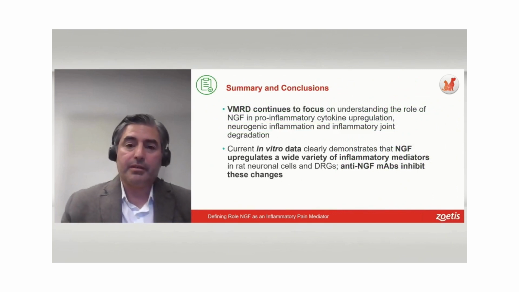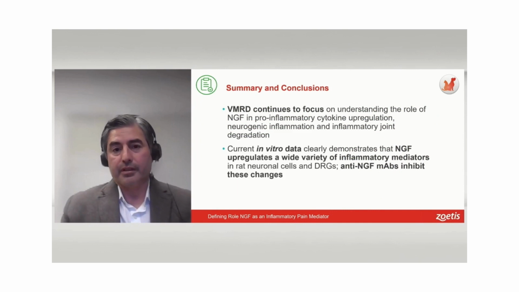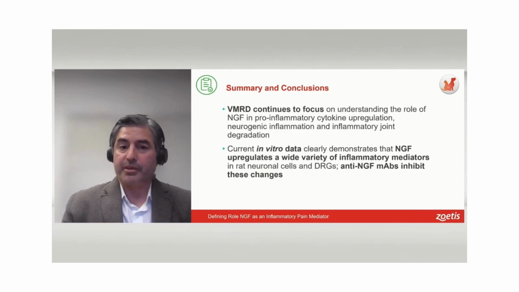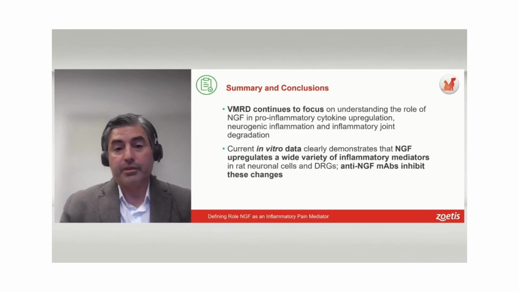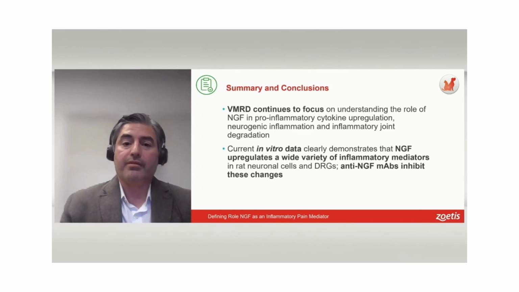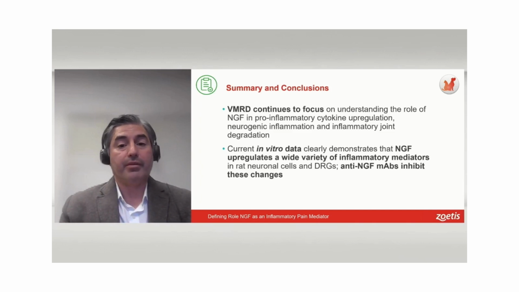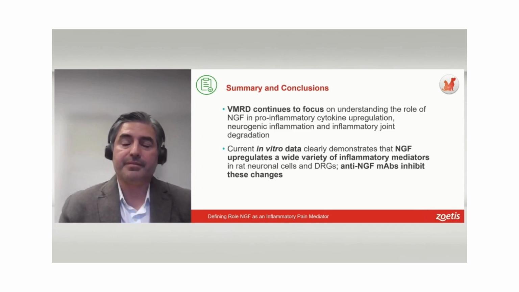So in conclusion, hopefully you'll have seen that we are really focused on building an understanding of the role of NGF in various inflammatory pathways, whether that be pro-inflammatory cytokine regulation, neurogenic inflammation, or inflammatory degradation. Currently, our in vitro data is very conclusive in that it clearly demonstrates that NGF upregulates a wide variety of inflammatory mediators in both rat neuronal cells and dorsal root ganglion neurons, which are important in pain signaling. And then our MABs, both Librela and Silencia, or Benvetmab or Frunevetmab, inhibit these NGF-mediated changes. Next slide.